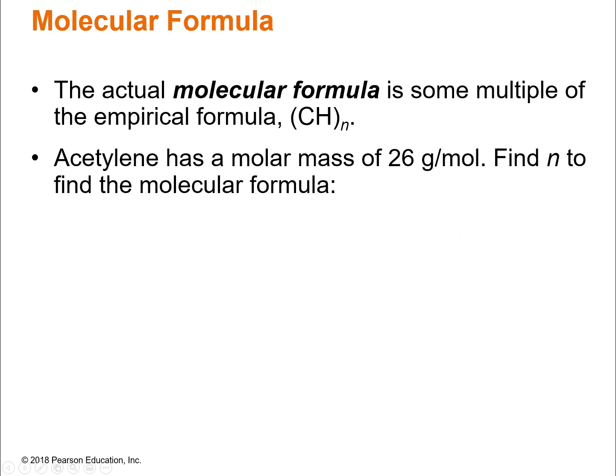We can calculate molecular formulas as well as empirical formulas. The molecular formula is the actual formula of the compound, and it's a multiple of the empirical formula. What we need to figure that out is simply the molar mass. We figured out the empirical formula of acetylene is CH. If we're told that it has a molar mass of 26 grams per mole, then we can figure out what the N is. And in this case, the N tells us the multiple of the empirical formula.